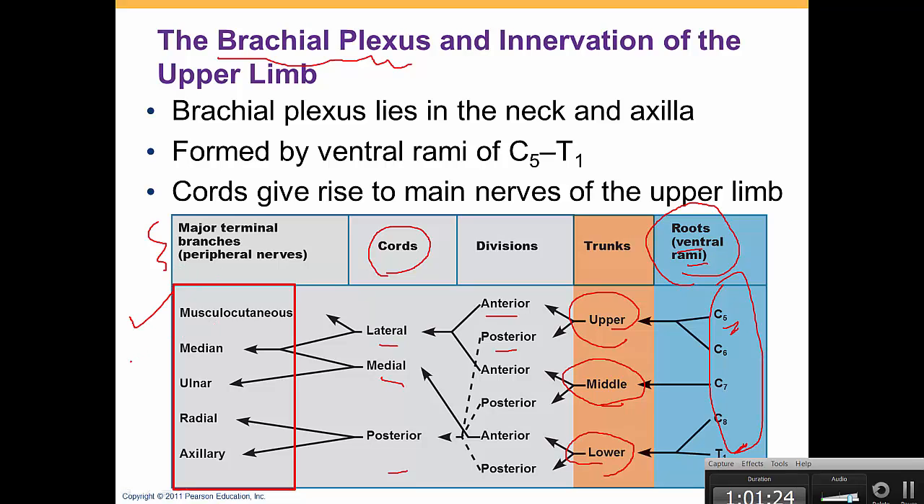We have the musculocutaneous nerve. It's called musculo because it supplies muscles, cutaneous because it supplies skin. We have the median nerve because it's in the middle. We have the ulnar nerve towards the ulna. We have the radial nerve towards the radius. And we have the axillary nerve, which goes to the axilla.